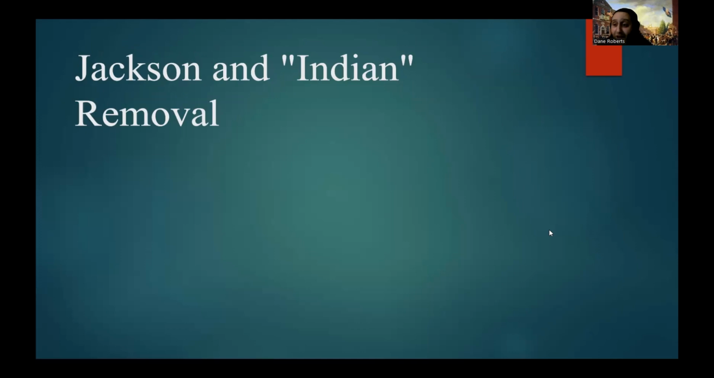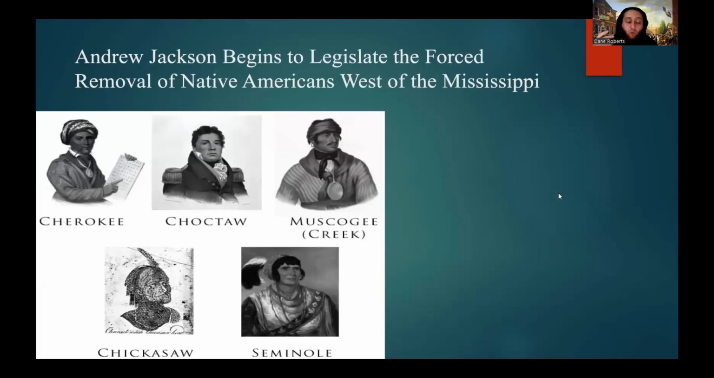However, this was not the biggest part of Andrew Jackson's early presidency. That goes to the Indian Removal Act. So, within the first couple of years of his presidency, Andrew Jackson would begin to legislate for the forced removal of Native Americans west of the Mississippi.